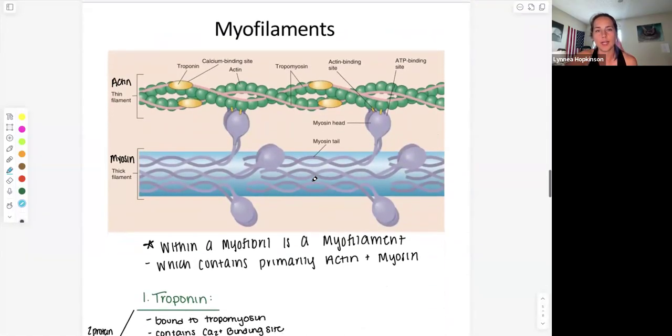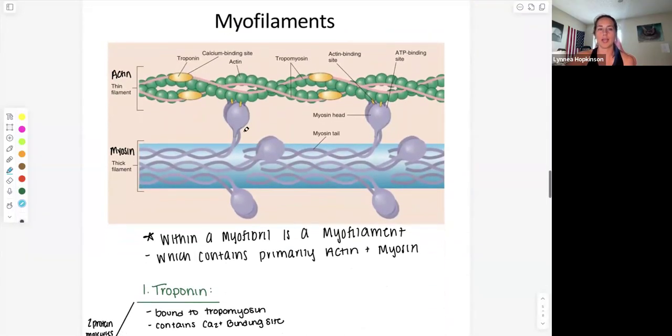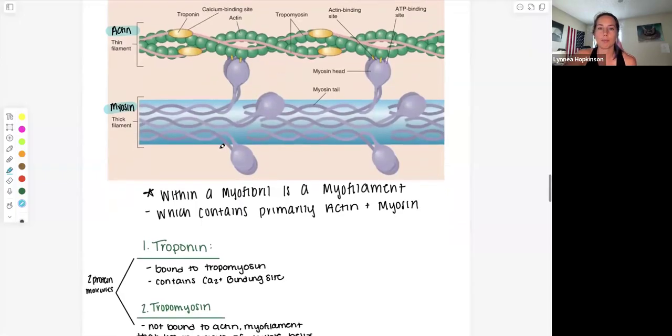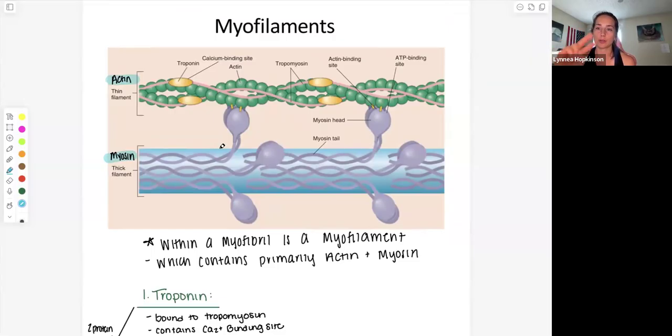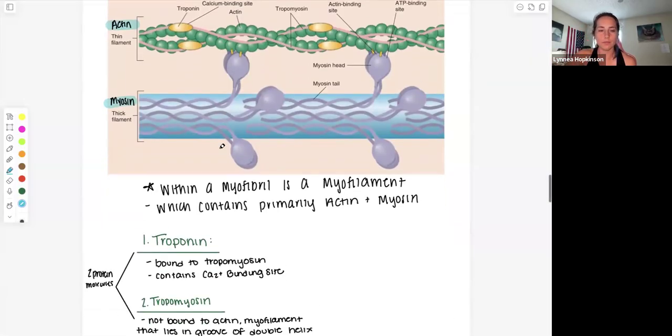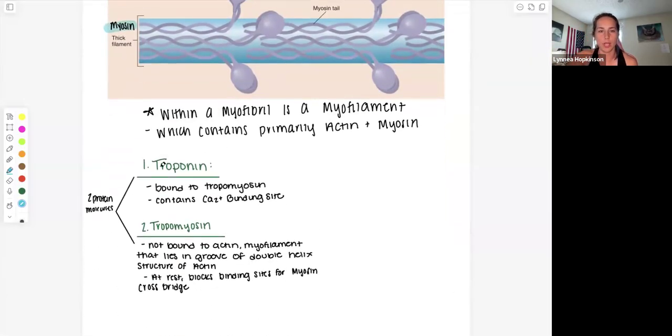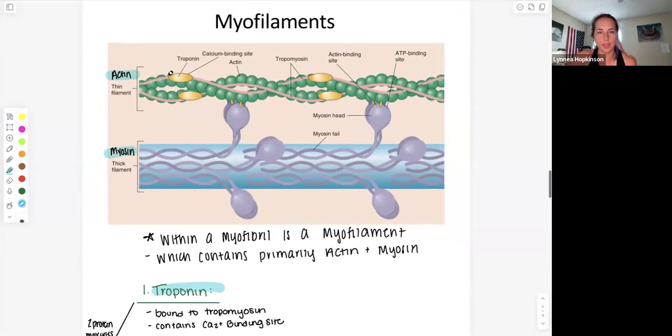Okay, and then moving down here to our myofilaments, which again are our actin and our myosin. We will get more in depth on this in our other video when we go over the sliding filament theory. But for now, the two structural components you really need to know are our two protein molecules, troponin and tropomyosin. So you can see these up here. We have our troponin protein molecules and then our tropomyosin protein molecules running through here.